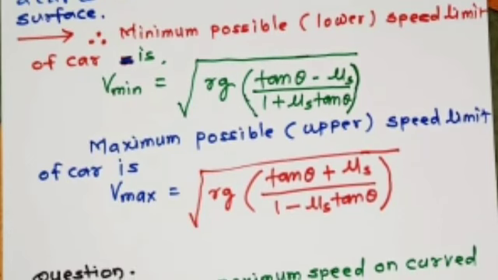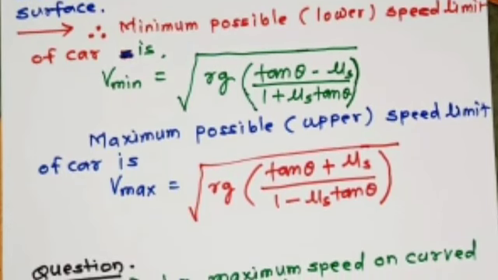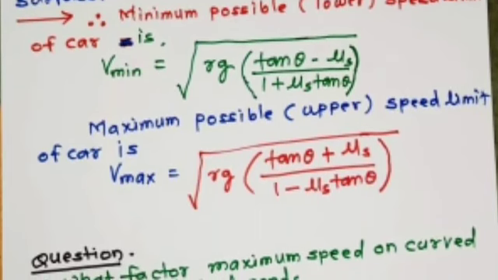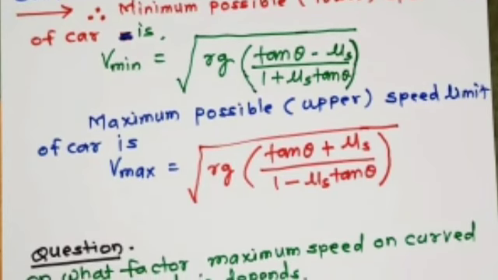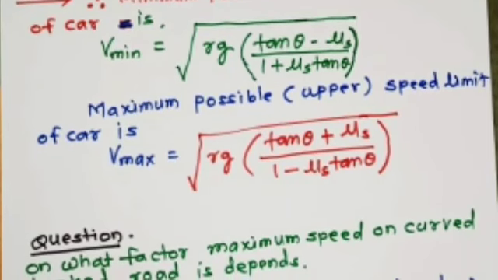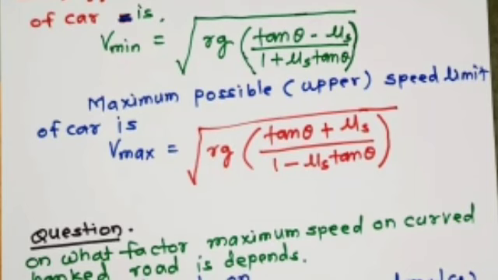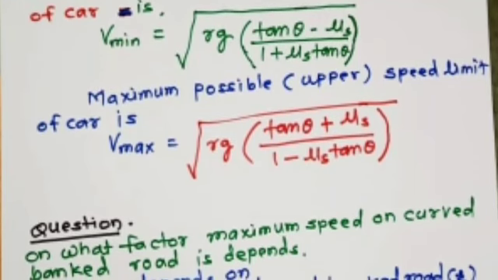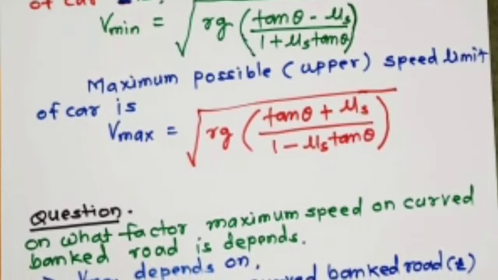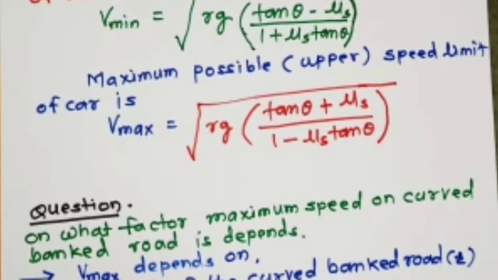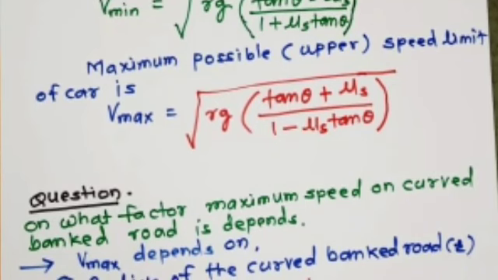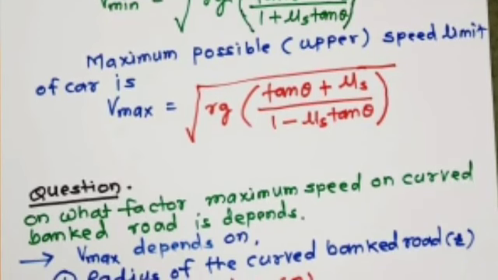But we can see maximum possible, means upper speed limit of a car, which is maximum. So v maximum is equal to square root of rg in bracket tan theta plus mu s upon 1 minus mu s tan theta bracket close. Means velocity of car becomes maximum. Here another question can be seen, on what factor maximum speed on curved banked road depends.